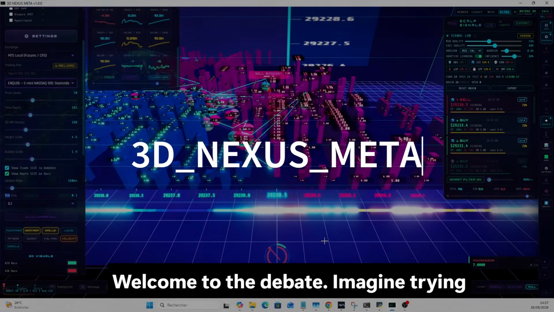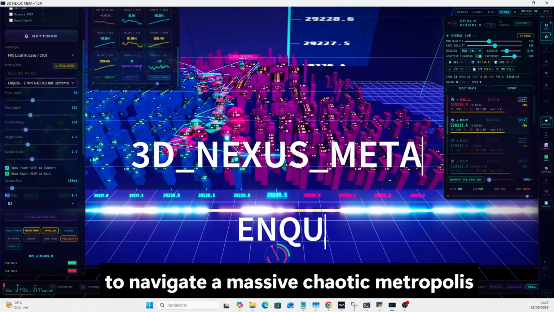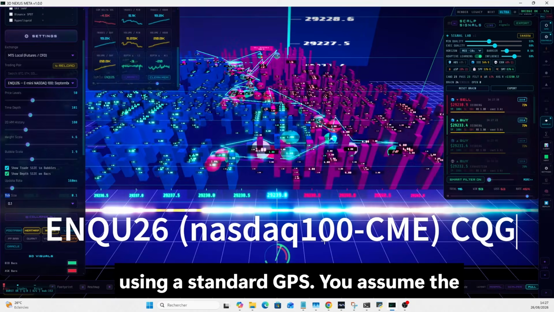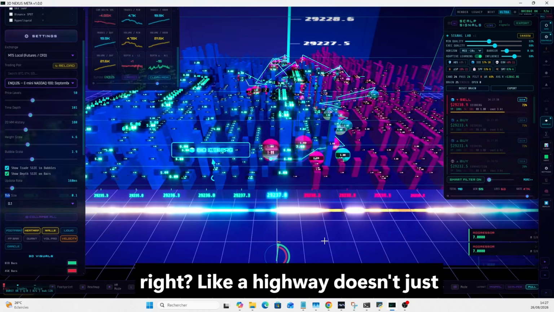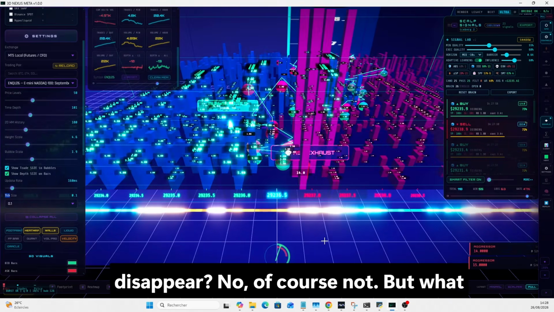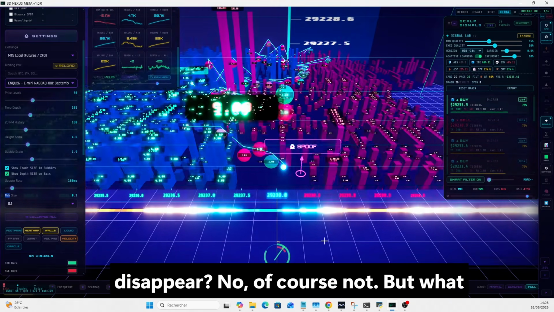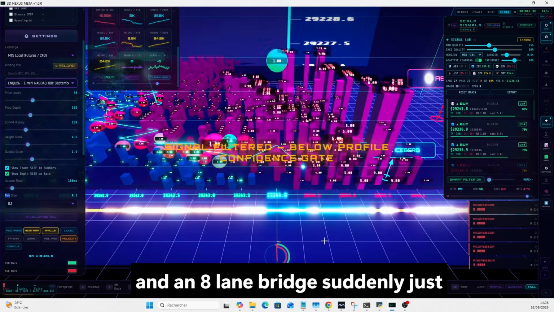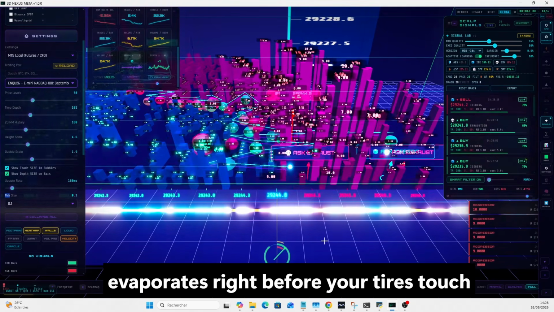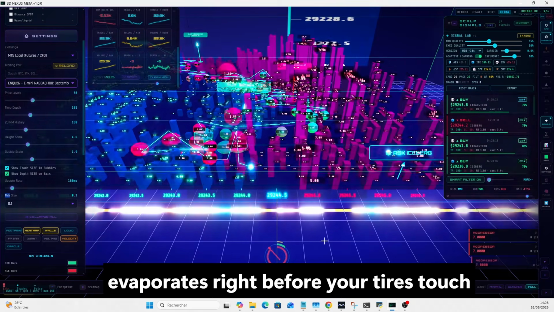Welcome to the debate. Imagine trying to navigate a massive, chaotic metropolis using a standard GPS. You assume the physical infrastructure is permanent, right? Like a highway doesn't just disappear. No, of course not. But what if you're driving 80 miles an hour and an 8-lane bridge suddenly just evaporates right before your tires touch it.